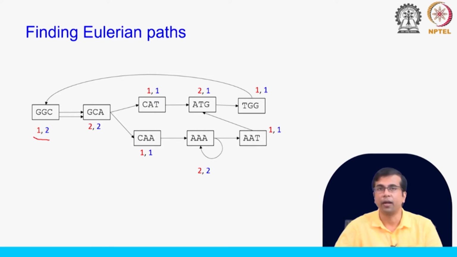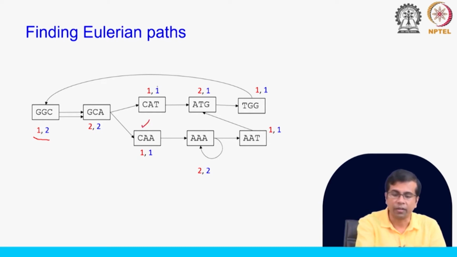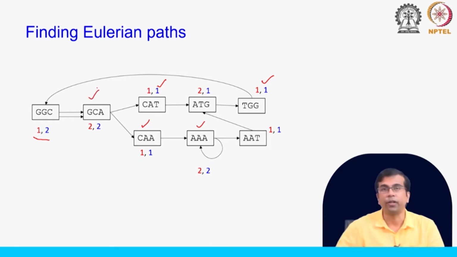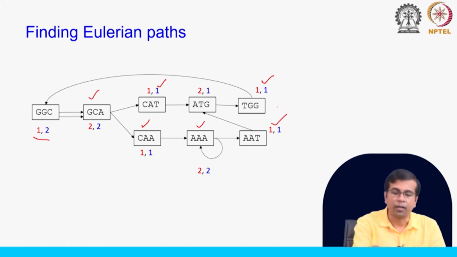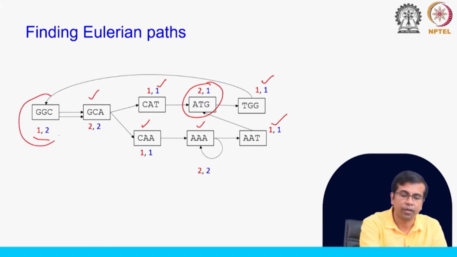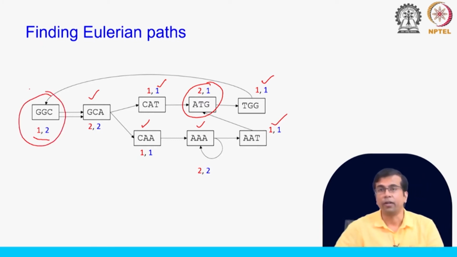Balanced nodes are the nodes where the in degree equals the out degree. In this graph, all these nodes here are balanced nodes, so the in degree and out degree are identical. But then you have two other nodes, this one here and this one here, where the in degree and out degree are not the same, but the absolute difference between them is equal to 1. This means these two nodes are semi balanced nodes.